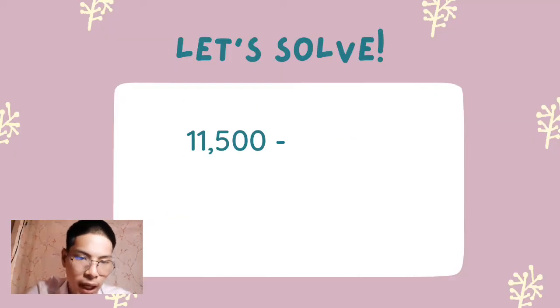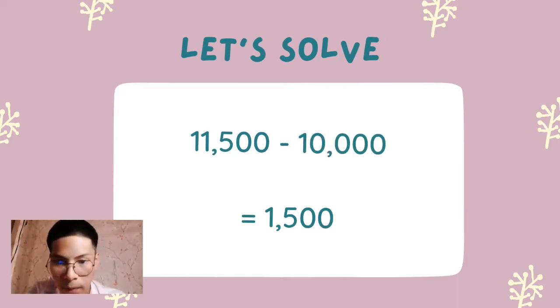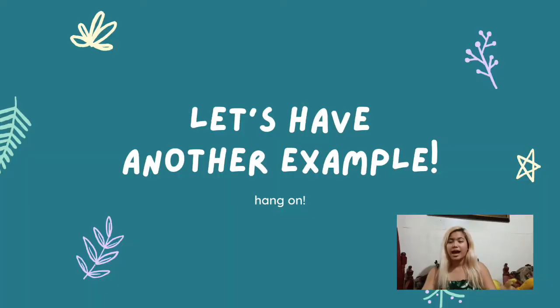So we use subtraction to determine the interest. 11,500 minus 10,000 is 1,500, so 1,500 is the interest of 10k with a 3% simple interest rate after 5 years. Hang on, let's have another example.